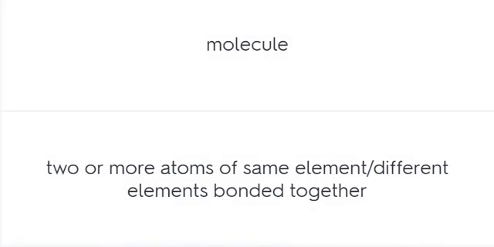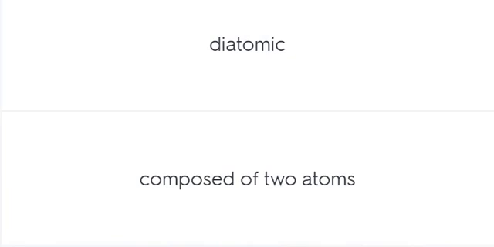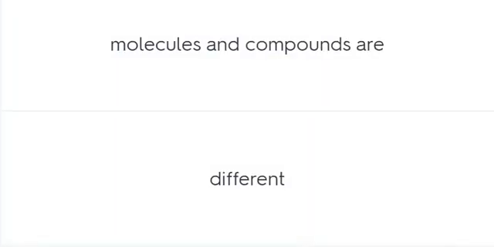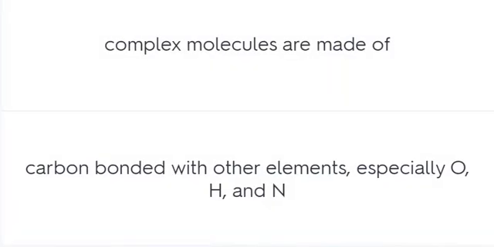Molecule, two or more atoms of the same element or different elements bonded together. Diatomic, composed of two atoms. Molecules and compounds are different. Complex molecules are made of carbon bonded with other elements, especially O, H, and N.